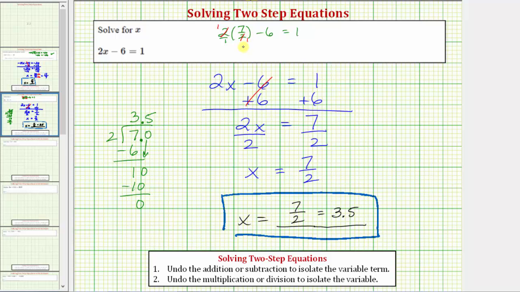So this product is just 7. 7 minus 6 equals 1. 7 minus 6 is 1, so we have 1 equals 1, which is true, verifying our solution is correct.